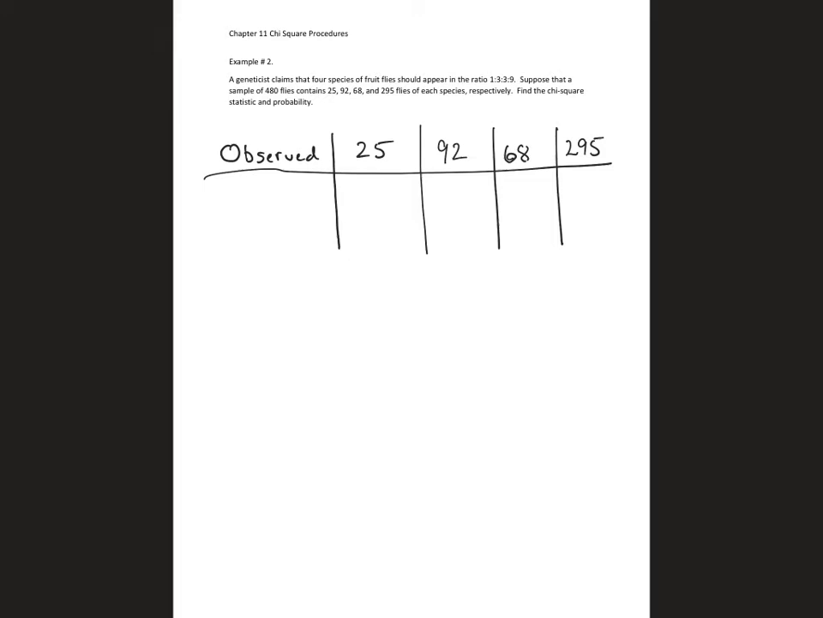All right, and to calculate the expected, if you look at this ratio, we've got x plus 3x plus 3x plus 9x, and that should be equal to 480. So that means 16x equals 480. That's going to tell me what I should expect to have for each type of fruit fly. So x is equal to 30. Because I had 1x, I would expect to get 30 fruit flies. The next one, I should expect to get 90, and then 30 times 9 is 270.